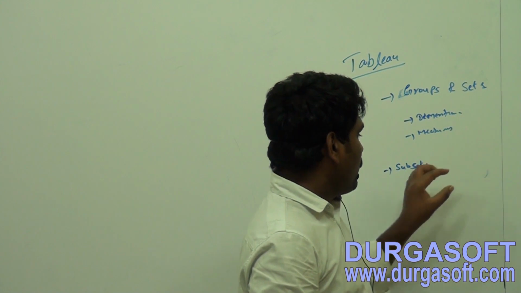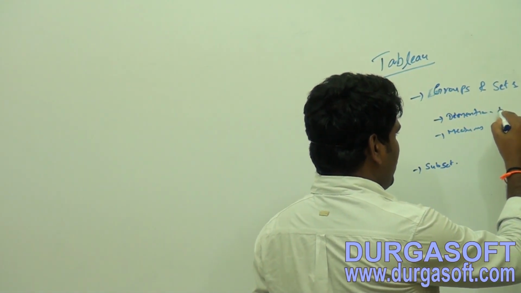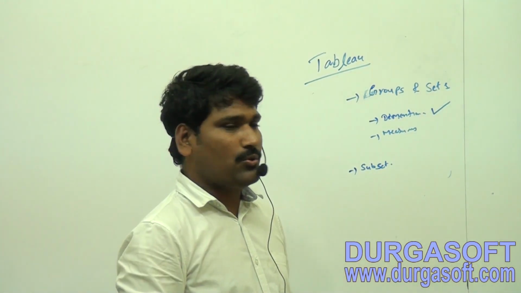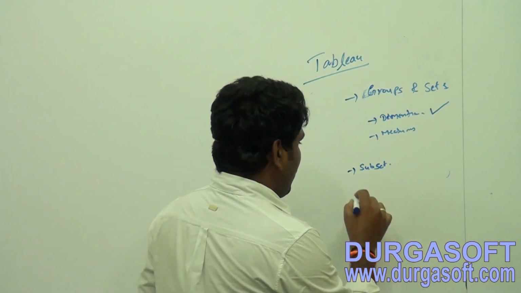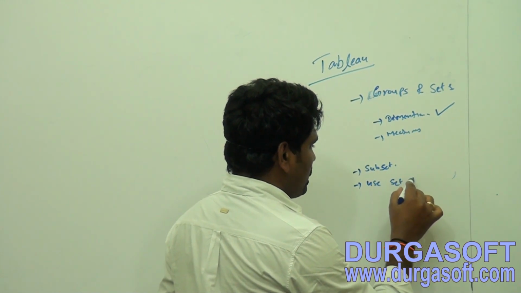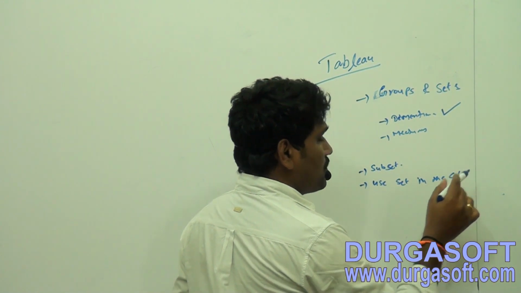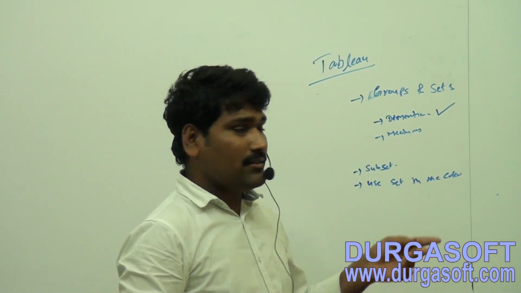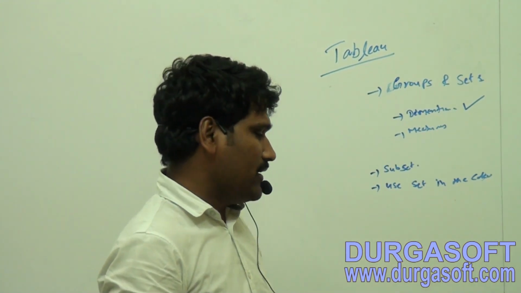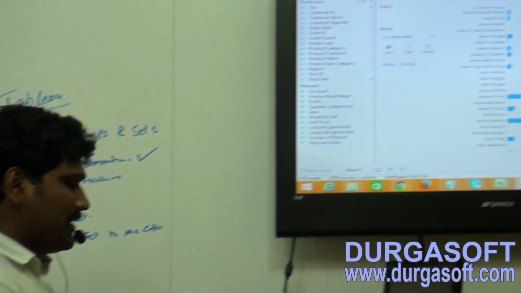So if I want to apply the subset, I can only create sets on dimensions. I cannot create a set on measures. I can also create a calculation, and I can use the set in the calculations, and I can use the group only on the dimension and measure values.